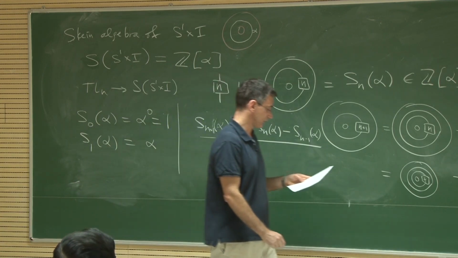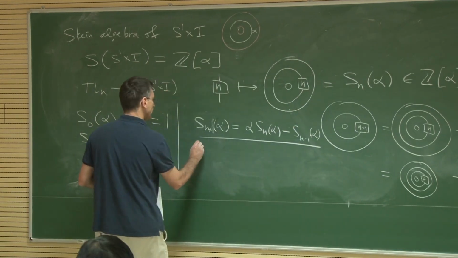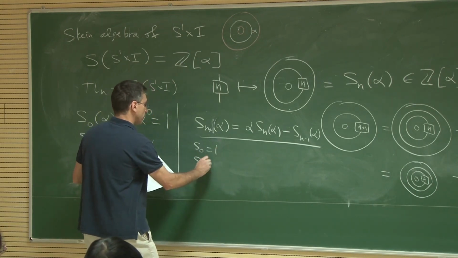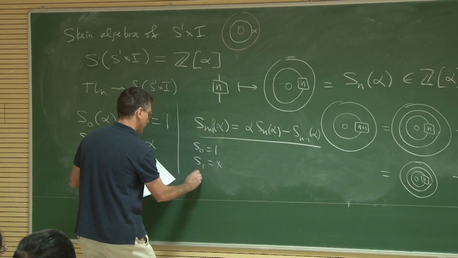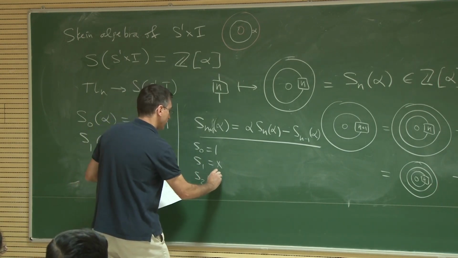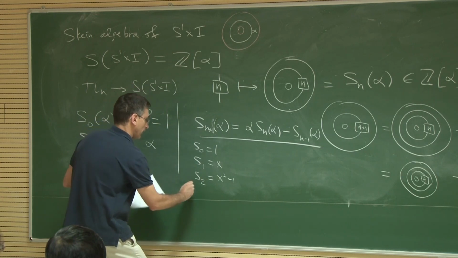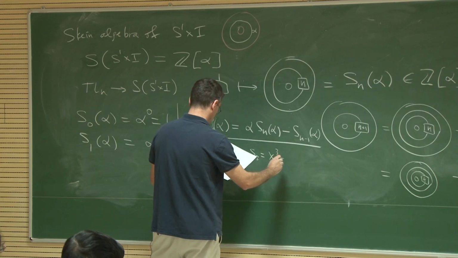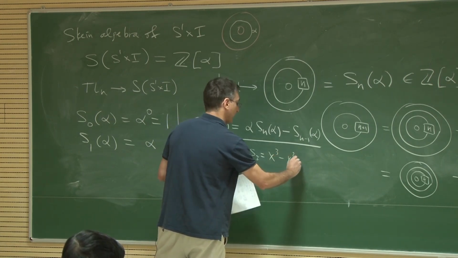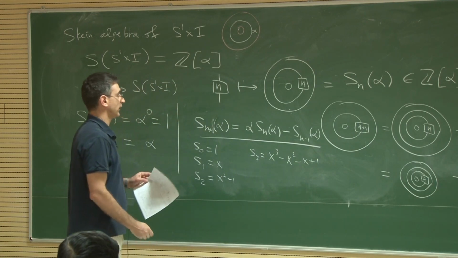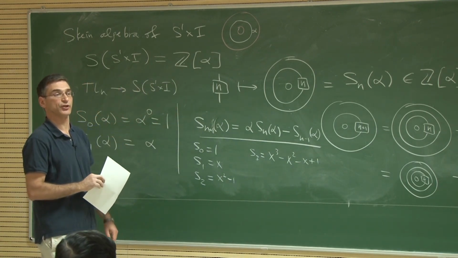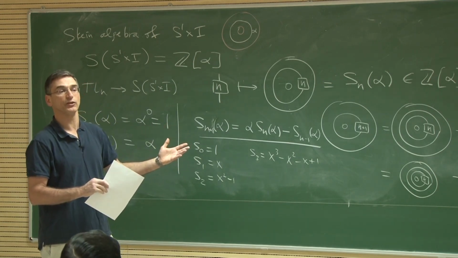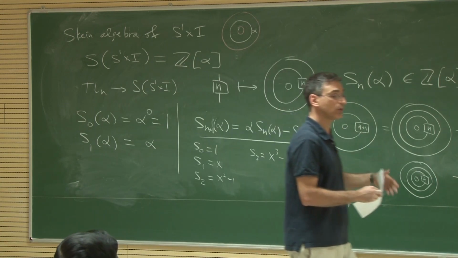And the recursion relation is the following. So what you see in polynomials is S0 is 1, S1 is x, S2 is x squared minus 1, and S3 is x cubed minus x squared minus x plus 1, and so on. And you can keep doing this recursively. So these are a certain family of Chebyshev type polynomials. They are exactly a Chebyshev polynomial with some variable change.